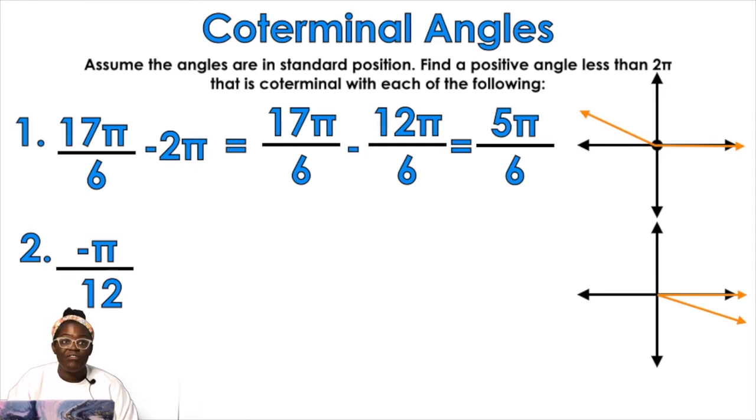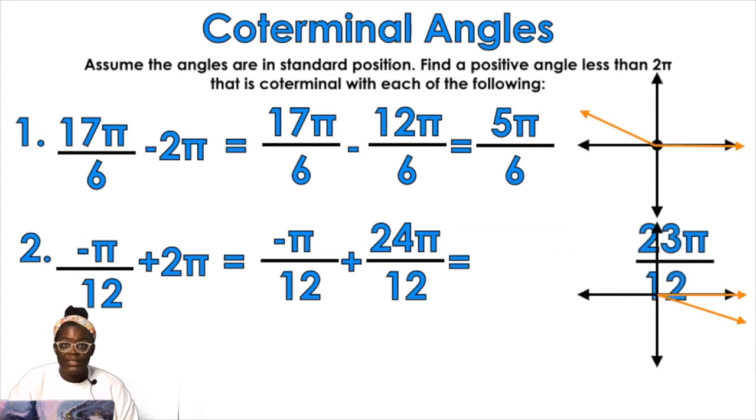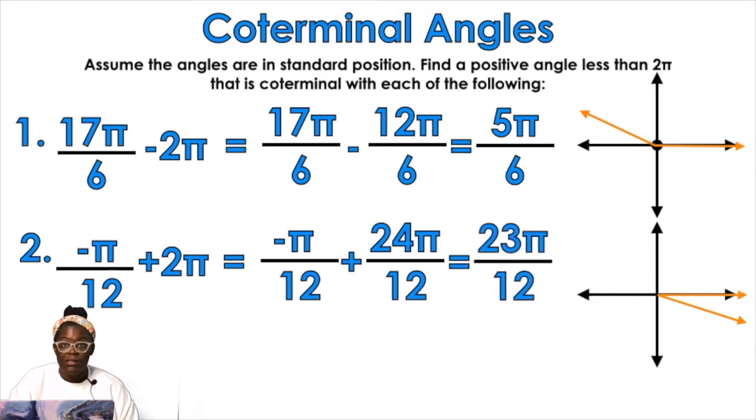Okay? So then I have negative pi over 12, right? We're not going to subtract 2 pi this time. We're going to add 2 pi. Why? Because it was less than 360, or less than 2 pi. So we're going to change our problem. So negative pi over 12. 12 divided by what would equal 2? 24, so that's what we're going to use, 24 pi over 12, right? So negative pi plus 24 pi is going to give me 23 pi over 12. So that's my answer. So now let's look at some pictures.